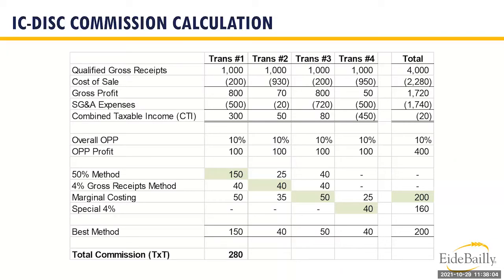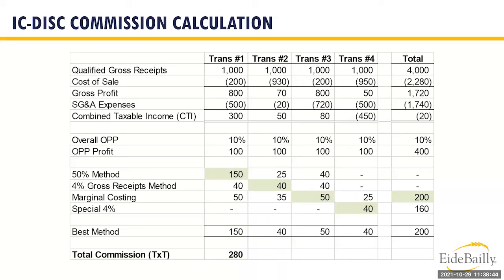Going to transaction 2, we have $50 of CTI. So our 50% method commission would be $25. Our 4% method commission is still $40. And then our marginal costing would be $35. So in this example, our gross profit is only $70. And because that's lower than our OPP profit, we use the $70 as the combined taxable income under the marginal costing method. And so our commission is 50% of that, or $35. So the best method here would be the 4% method, and we would take a commission of $40.